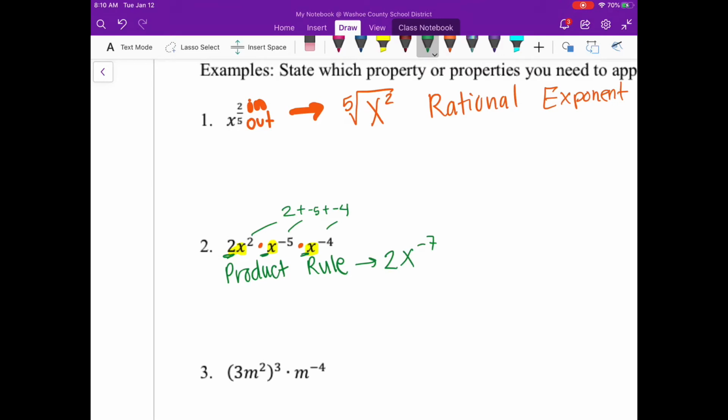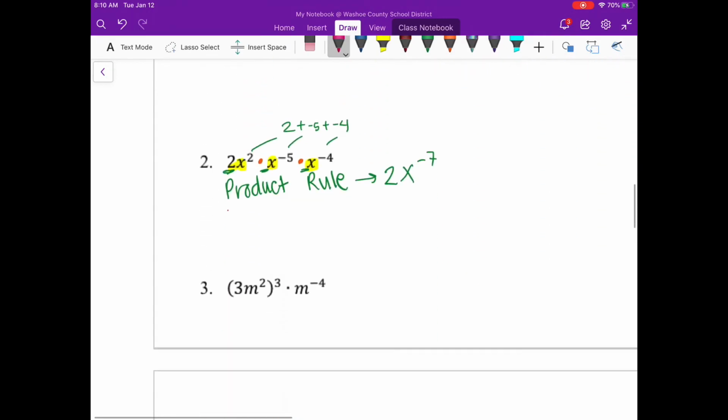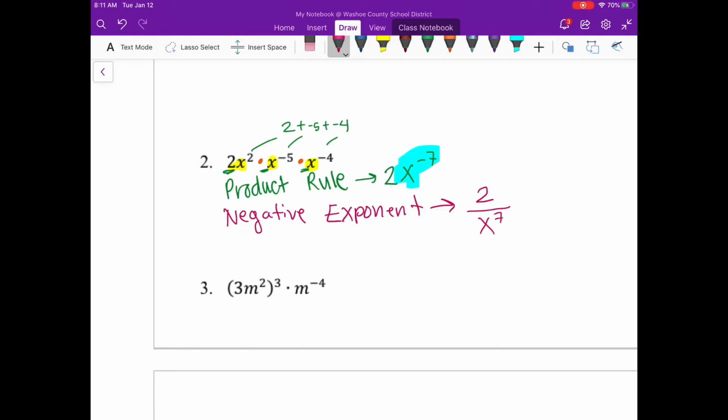Okay? But I just mentioned that we don't want any negative exponents as my final answer. So then I'm going to go on and use the negative exponent rule. So the negative exponent rule tells me that in order for me to get rid of the negative exponent, I have to find the reciprocal. Now, here's the tricky part, okay? The only thing that has a negative exponent attached to it is the x. The 2 does not have a negative exponent attached to it, so the 2 does not need to move. What needs to move is the term with the negative exponent next to it, okay? So this is how you know you're done. You don't have any negative exponents, and there's nothing else that you can simplify in this expression, okay?